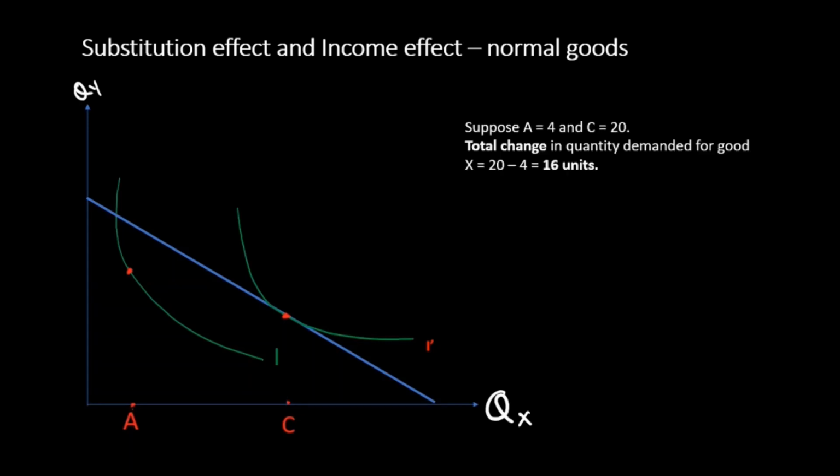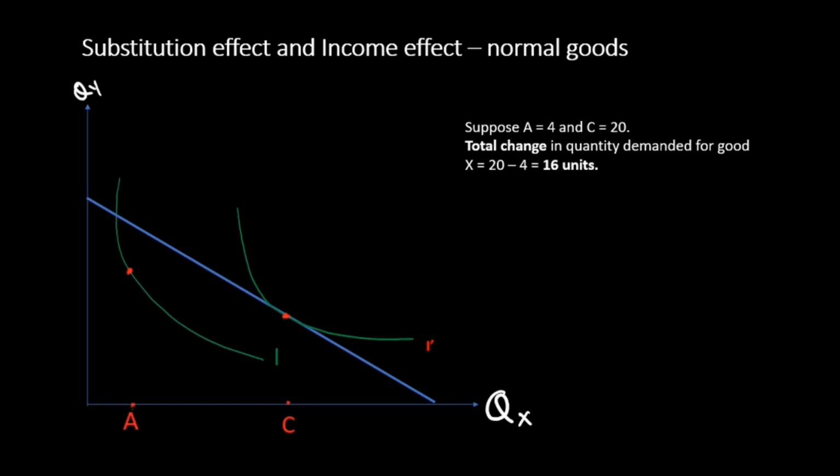Suppose A is equal to 4, which means initially I was consuming 4 units of good X, and C is 20. Because of the change in price for good X, now I am consuming 20 units of good X. So what is the total effect of the change in price for good X? I just take the difference between the two, 20 minus 4, that is equal to 16 units. So because the price of good X has changed, my consumption changed by 16 units of good X.